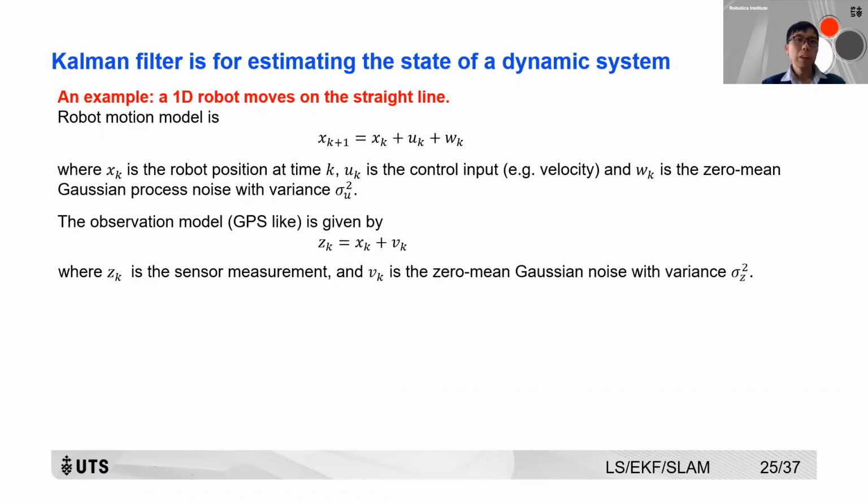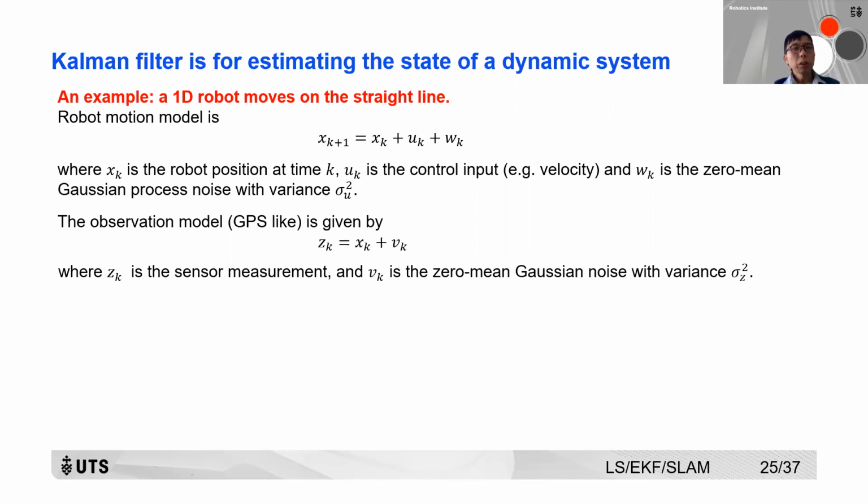Again, I want to give you a very simple example. I think this is probably the simplest example of a Kalman filter. Just imagine there's a robot moving on a straight line. This robot is a 1D robot. It doesn't have orientation, and the position is only on the real axis, which is one value, a real number.